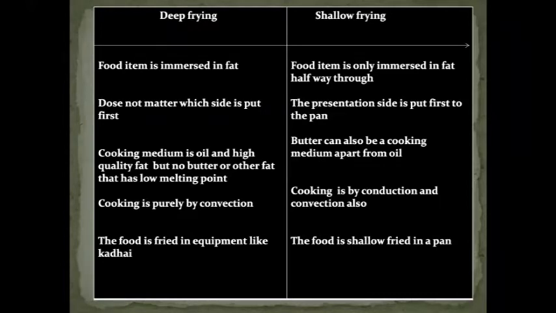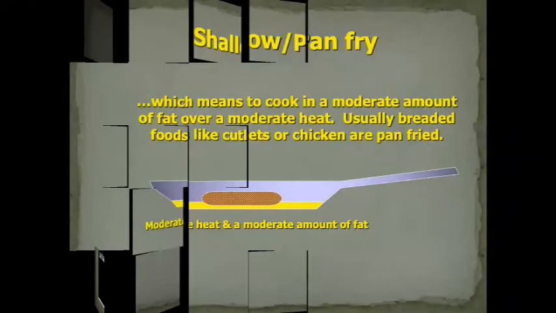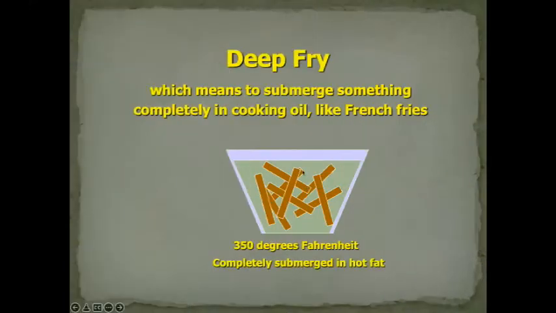Then in deep frying, what is the method? Mode of heat transfer. Mode of heat transfer is convection. So if I come back to the deep frying slide, you see the mode of heat transfer is convection. So heat is coming from the bottom. The heat is coming from here.